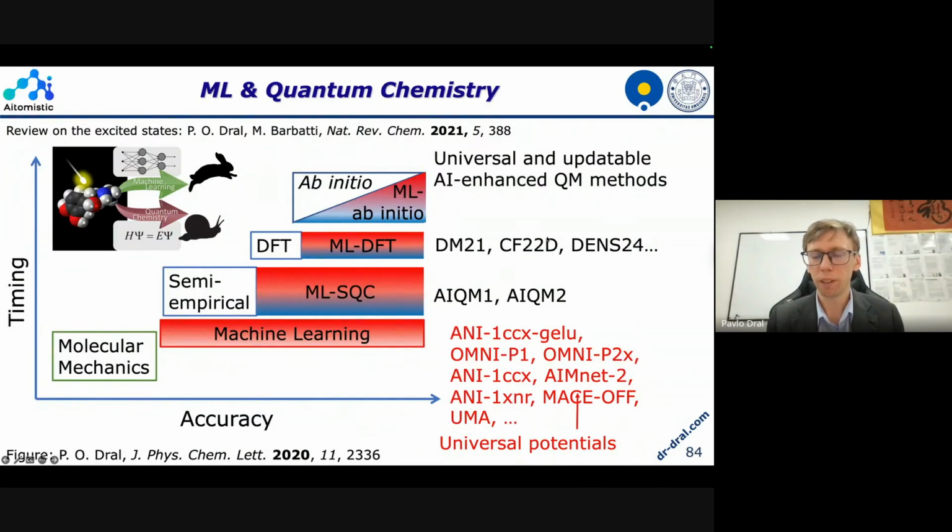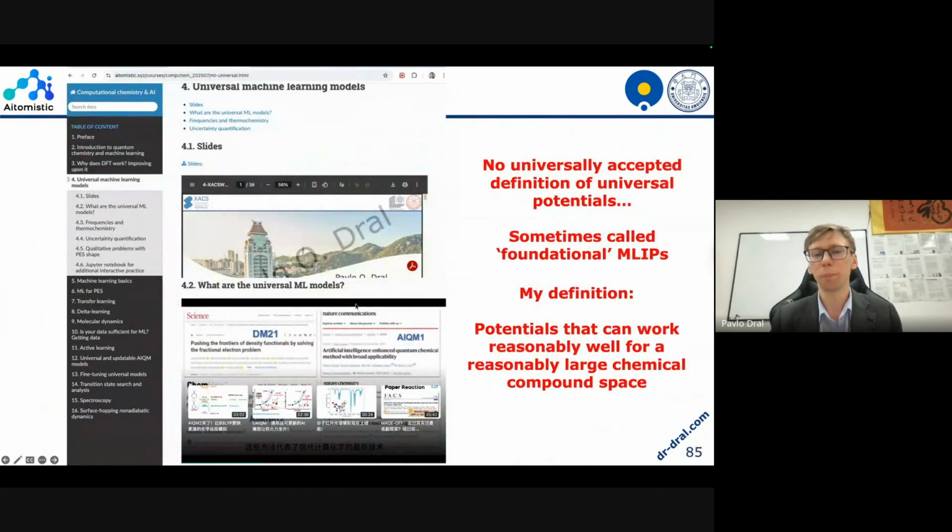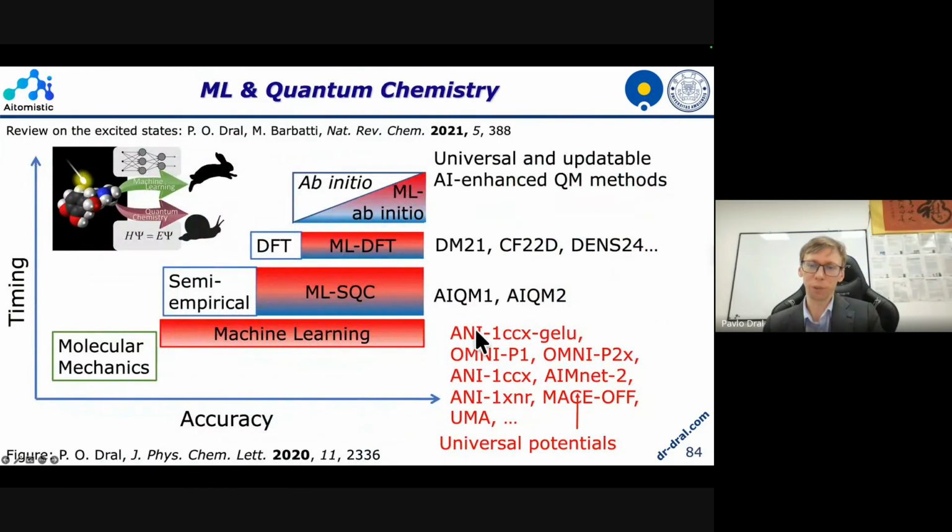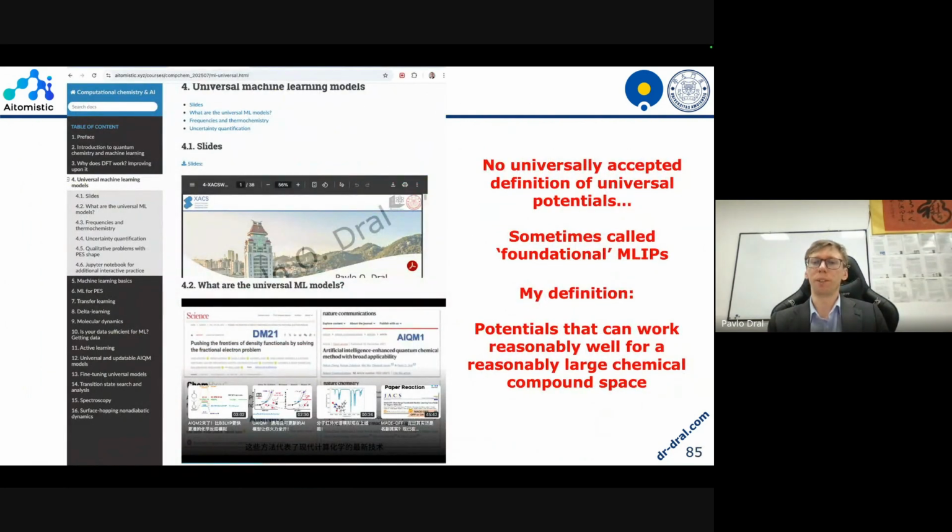So what are universal potentials, by the way? That's a big question too. There is no universally accepted definition. Some people say it should cover the full periodic table, and if it doesn't work for all chemical elements, then it's not universal. I disagree with that, because my ANI-1ccx, for example, one of the first potentials, is a universal model because it works for many molecules, right? Okay, it doesn't cover the full periodic table, but it describes organic molecules pretty well out of the box.